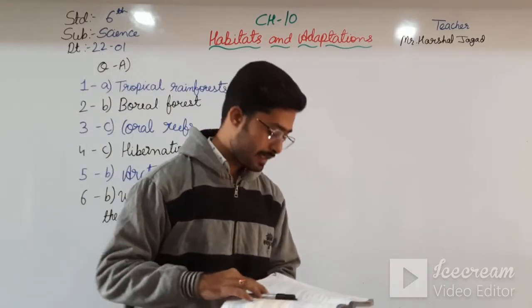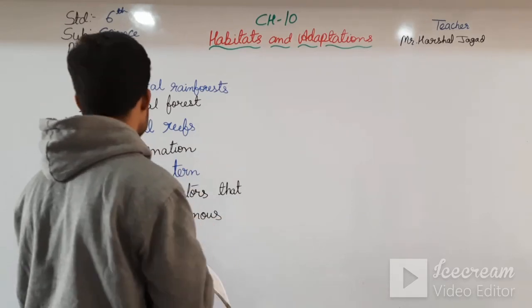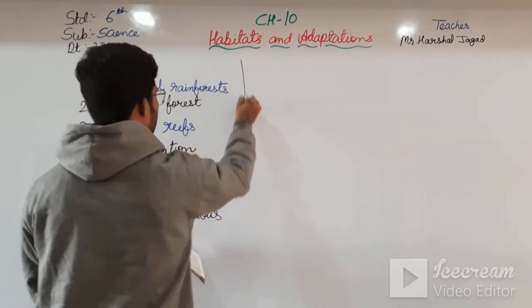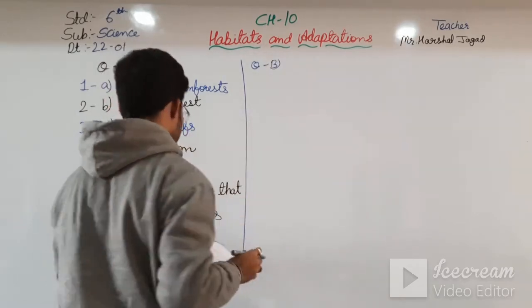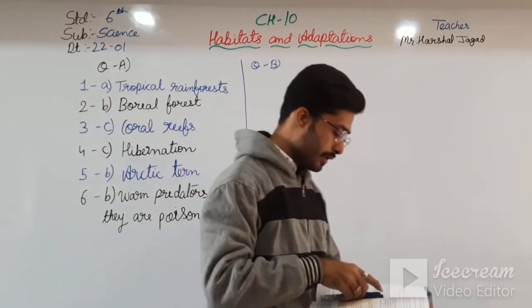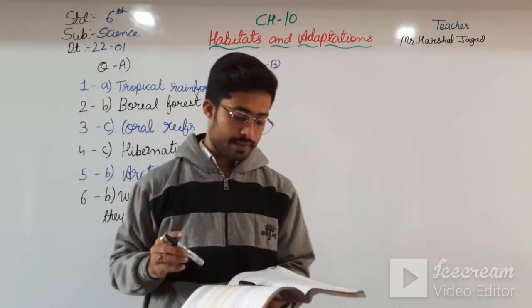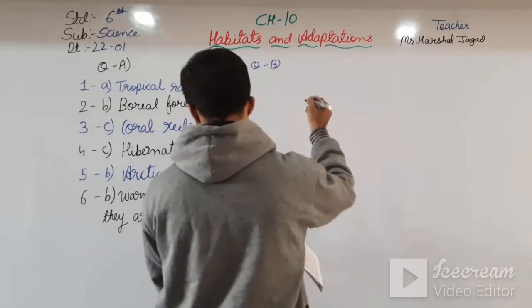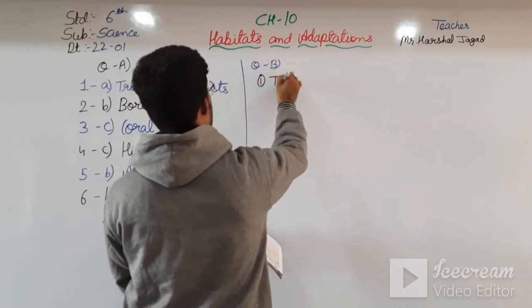Okay. Question number B, that is fill in the blanks. Let us write the answers. In that, the first one: most trees in dash shed their leaves once a year, that is temperate forest. The first one, that is temperate forest.